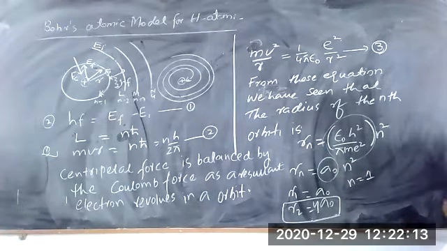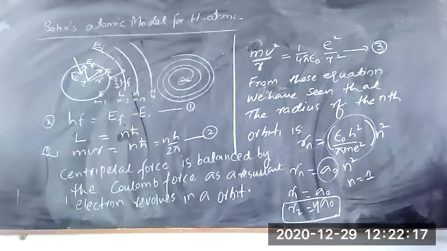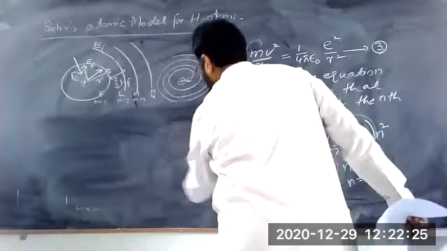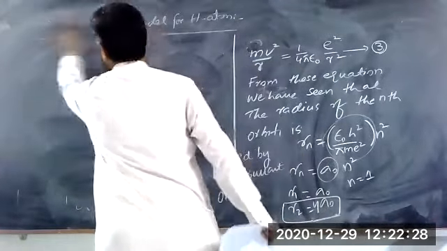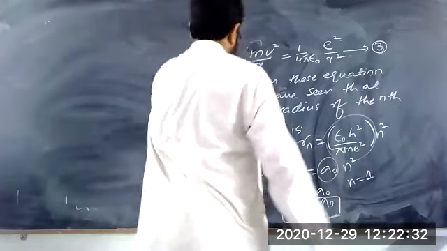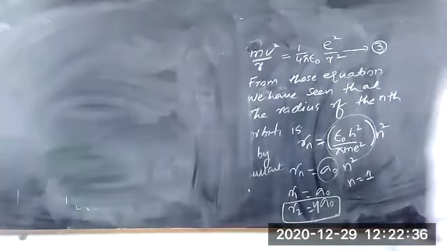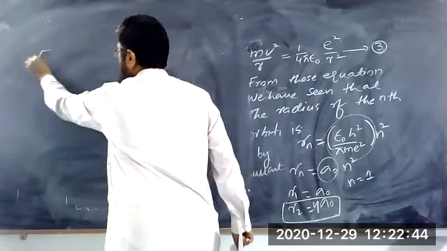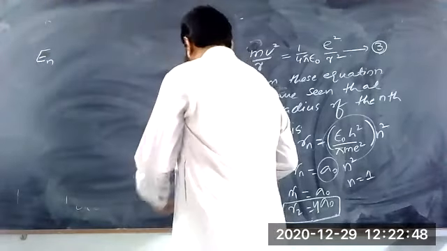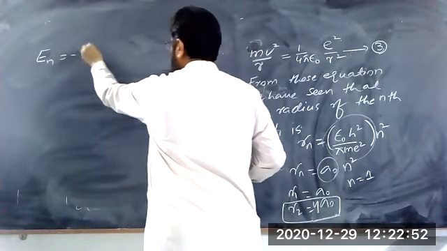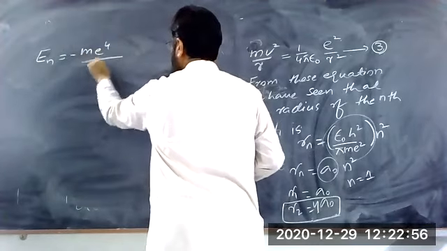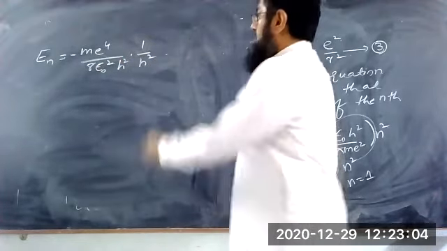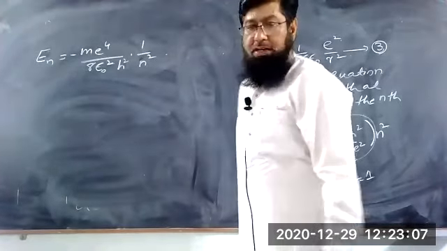So now how to calculate the energy? The energy can be calculated as, if we look here, the energy En, energy of the electron in the nth orbit, is equal to minus m e raised to power 4 divided by 8 epsilon naught square h square into 1 upon n square. This is the energy of the electron in the nth orbit.